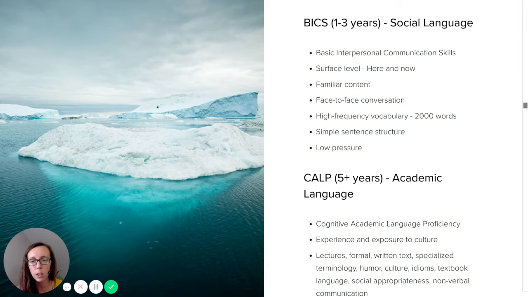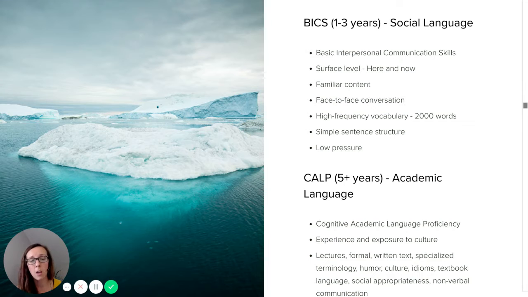This is the hi, how are you, the face-to-face conversation, the highest frequency vocabulary words, simple sentence structure, the low pressure social situations. This is thought of as the tip of the iceberg or the top of the iceberg, which is how this visual comes into play. When we think about academic language, that's a longer process to develop.